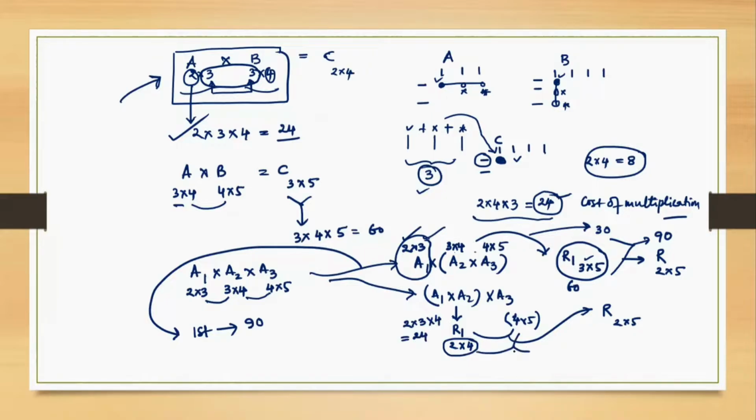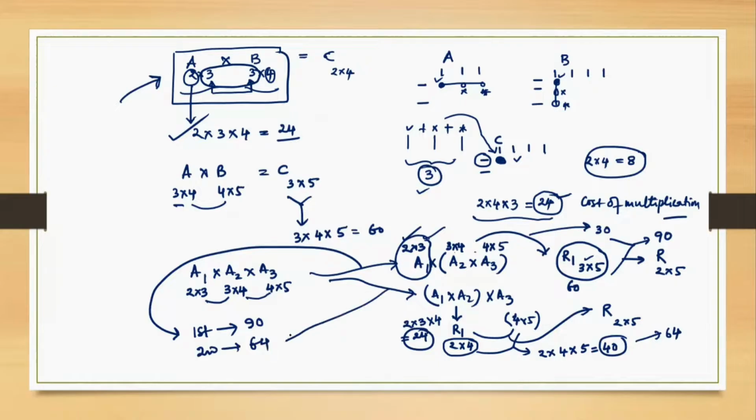Now focus on it. We have R1, that is 2 cross 4. We have A3, that is 4 cross 5. So the cost of multiplication is 2 into the common 4, then into 5. That is, if I'm not wrong, 4 into 5, 20 into 2, that is 40. So 24 plus 40, altogether it is 64. So the total multiplication cost for the second case is 64.